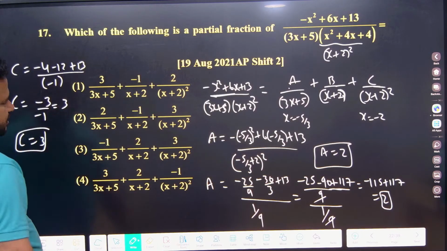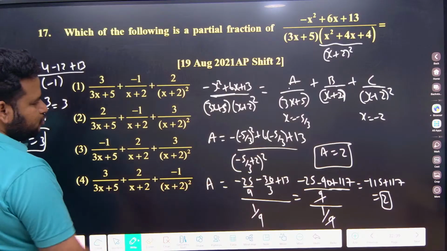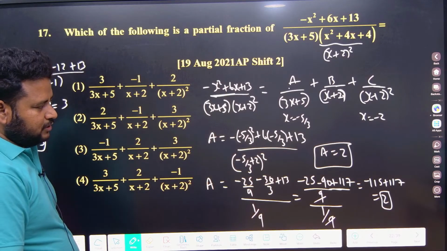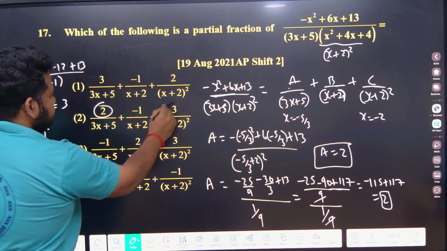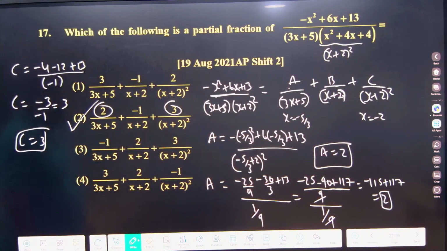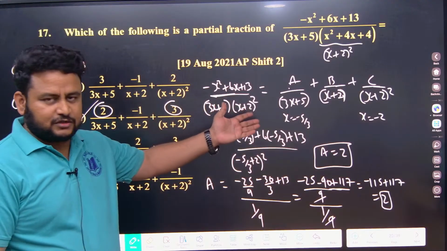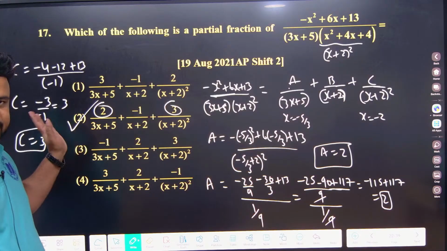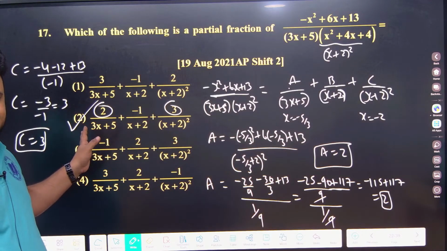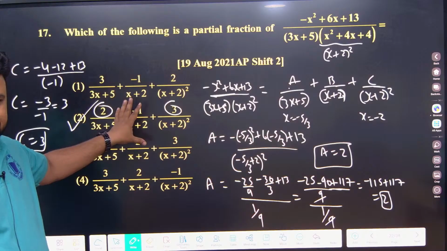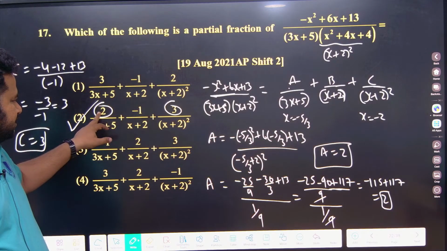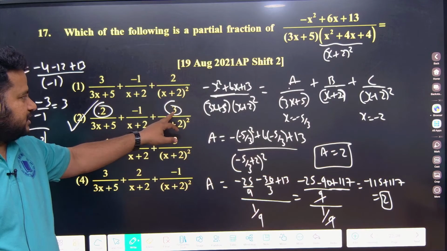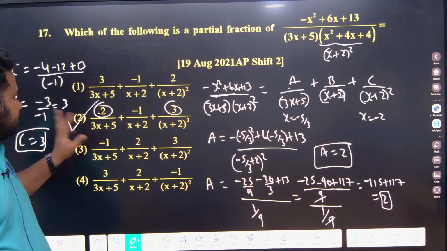So C is equal to 3 we are having and A is equal to 2 we got. A is equal to 2 and C is equal to 3, that is the second option. You don't even have to find B. So by this you can very easily and very safely go for the second option, without even finding the constant value B, because A value you got as 2 and C value as 3, that is only in the second option.